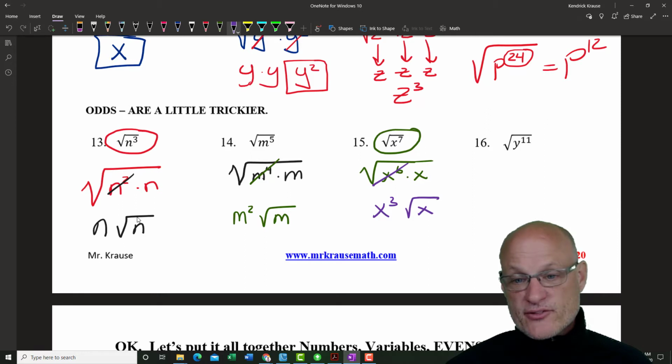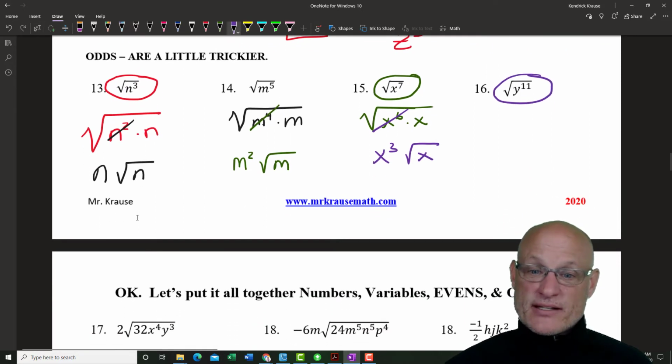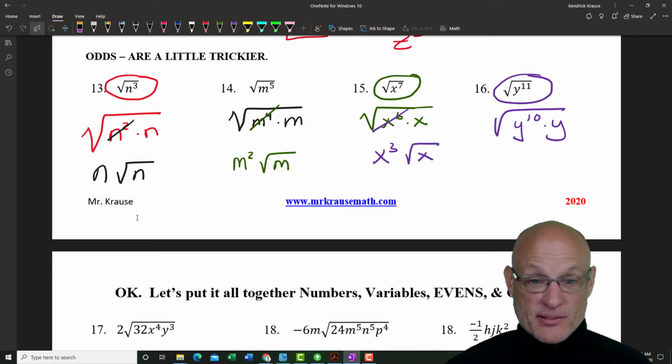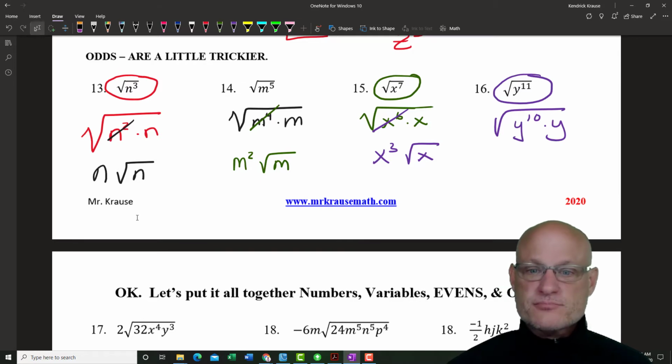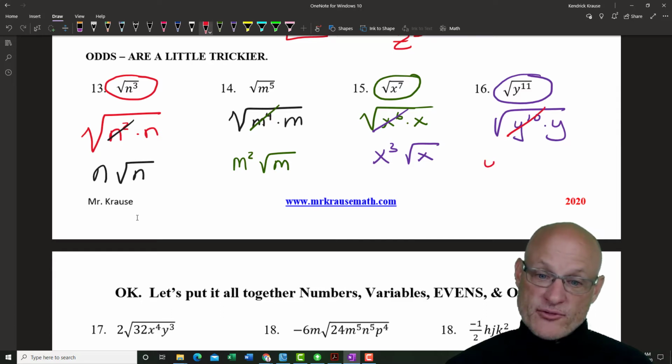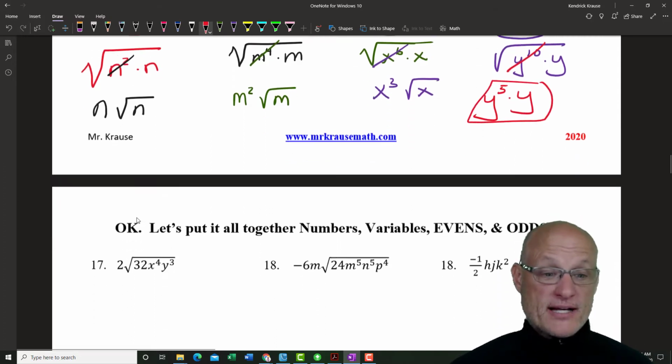And 11, the highest even number next to 11 is 10. So we're going to write this as the square root of y to the 10th times y, because that makes up 11 y's. This makes up 7 y's, this makes up 4 m's, this makes up 3 n's, and I should have said 7 x's. So how many groups of 2 are there here? 5. So this is y to the 5th times the square root of y. You will get better at this. If you practice it, you'll get better at it.